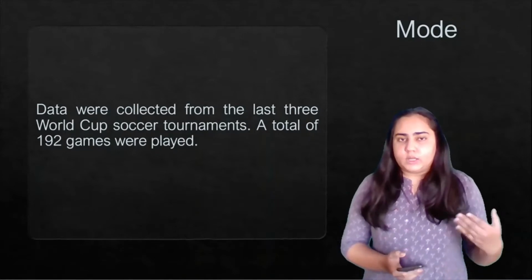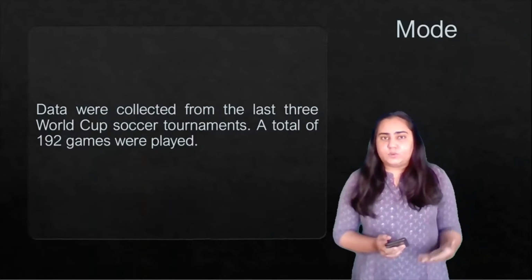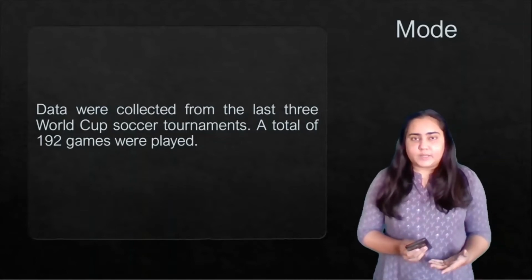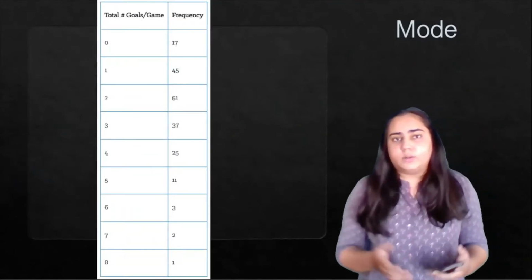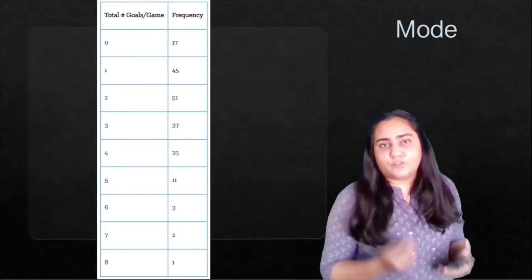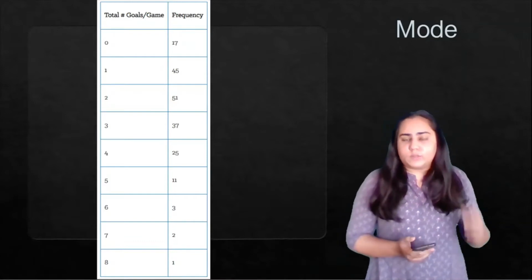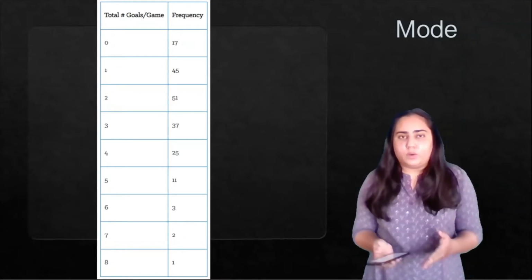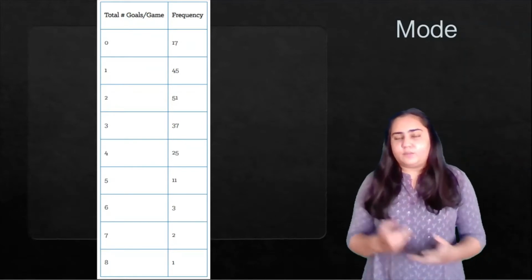So this is another example of mode. Data was collected here in this case from the last 3 World Cup soccer tournaments, and a total of 192 games were played. And this is the data collected, which shows how many total number of goals were there per game and the frequency of those goals. So that means if there was a game played, let's call it game 1, then in that game 1, how many total goals were made? And then game 2, how many goals were made? Game 3, and so on.